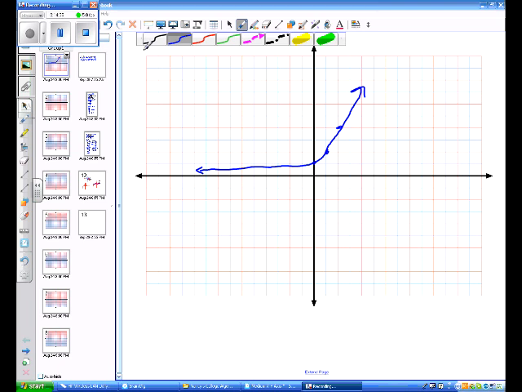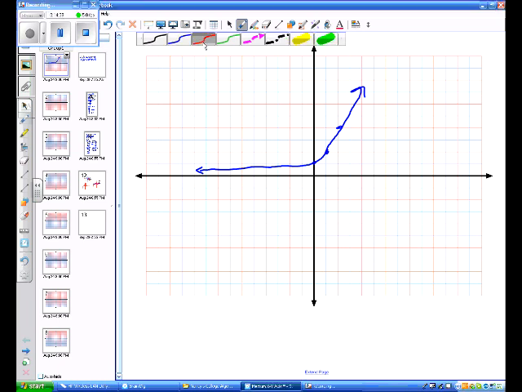Now what I want to do is draw the inverse. If you remember, what we do is we switch the x and the y. So one way of drawing it is by looking at your coordinates. The coordinate for this point is (0, 1). So if we switch that, then we have the coordinates (1, 0). The coordinates for this next point are (1, 2). So if we switch those around, then we have the coordinates (2, 1).